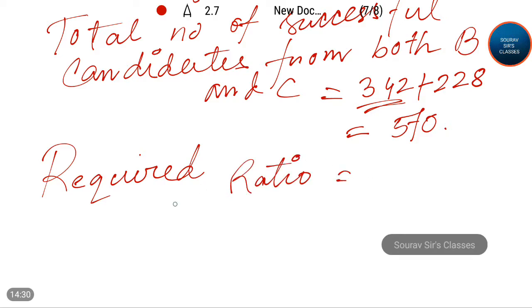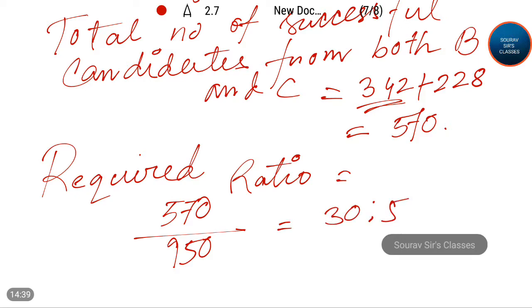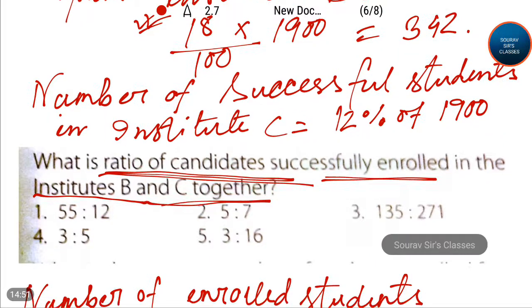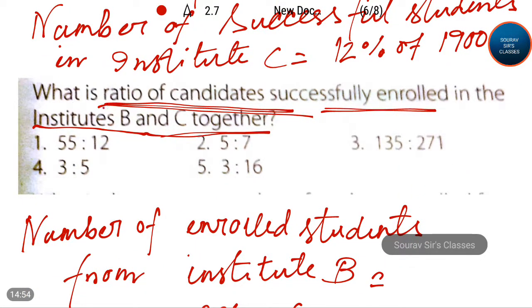Now the required ratio is equal to 570 divided by 950. That is equal to 30 is to 50, which is equal to 3 is to 5. So this is the answer. Our question was to find the ratio of candidates successfully enrolled in institutions B and C together. So option 4, that is 3 is to 5, is the correct answer.